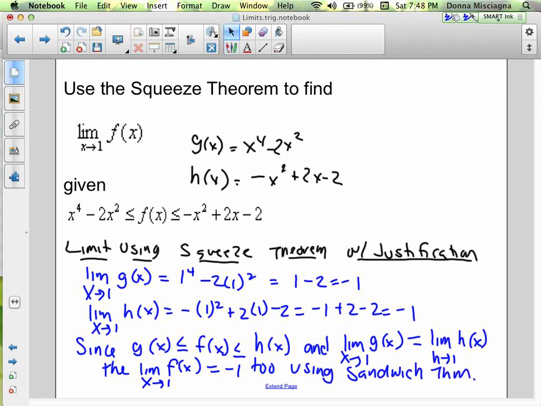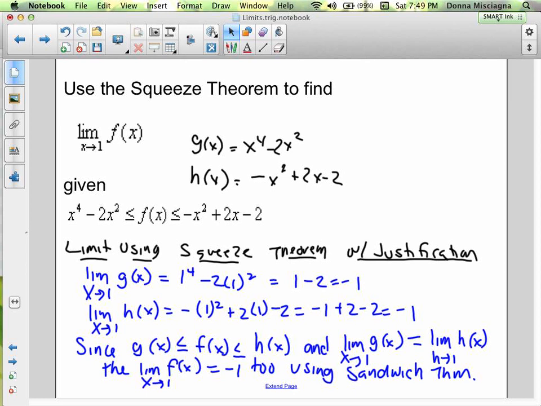All right, so you have to make sure you've met your requirements, and you need to state that you've met your requirements. We've got the function is in between g of x and h of x, and the limit of those two functions that's in between are equal to one another as x approaches 1. We know that the limit of f of x as x approaches 1 has to also be equal to negative 1, using the sandwich theorem. So here we've shown that we've met our requirements, we found our limits, and then we justified it using the sandwich theorem.